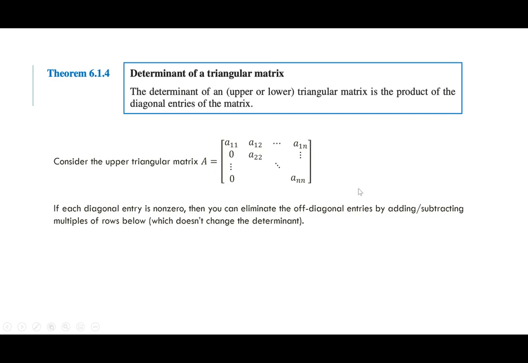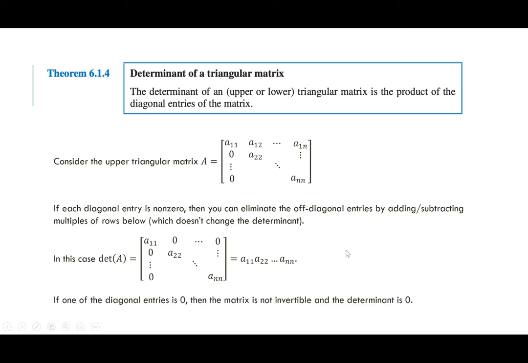But remember, adding and subtracting multiples of rows does not change the determinant at all. And so without changing the determinant, you can use Gauss-Jordan elimination, and you're not changing the diagonals either, because you're only using the rows below to get rid of these. Then you have a diagonal matrix, and we've already seen that the determinant of a diagonal matrix is the product of its diagonal entries. And there you go.